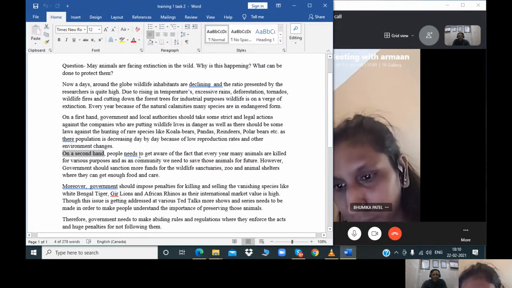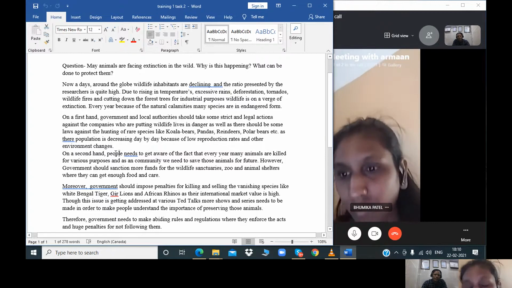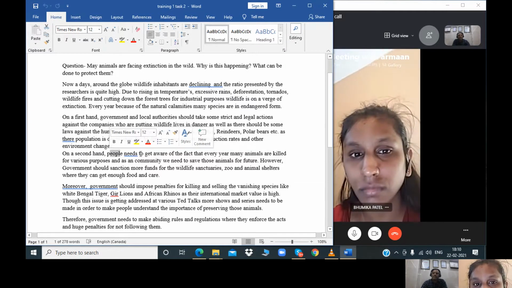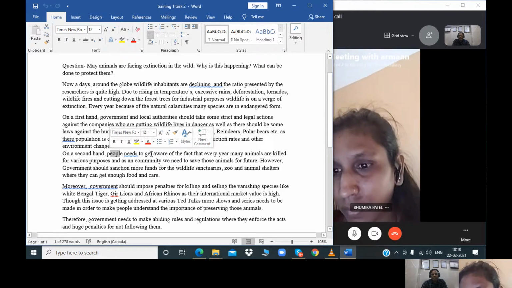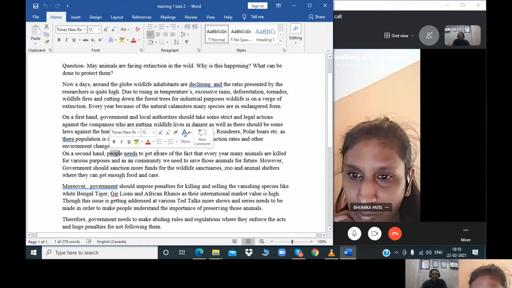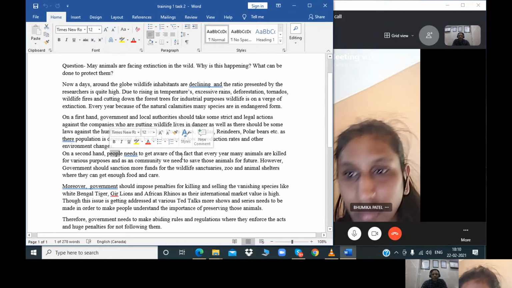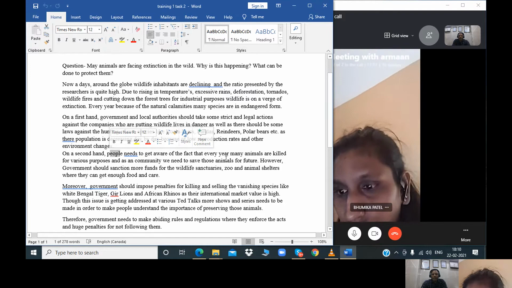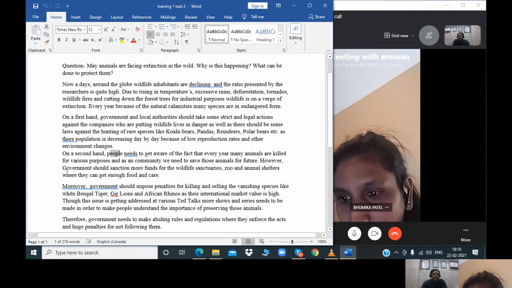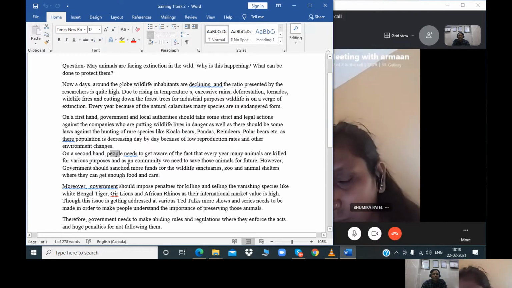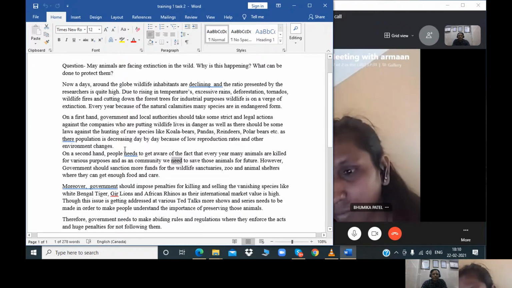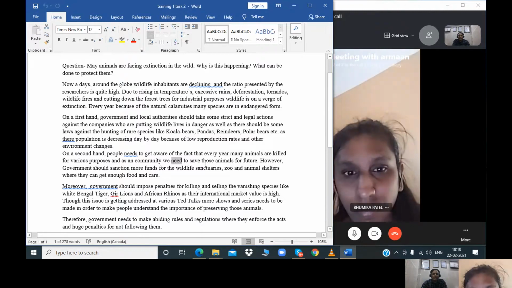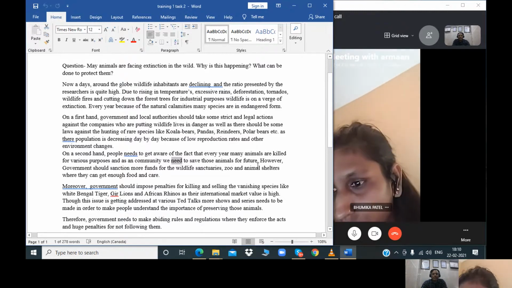People, we don't use "need" with it; people is plural and we have to use "people need," not "needs." People need to get aware. Look, with "aware" we don't use "get," we say "be aware." People need to be aware of the fact that every year many animals are killed for various purposes, and as a community we need, look, you are using "need" appropriately, we require to save those animals for the future.